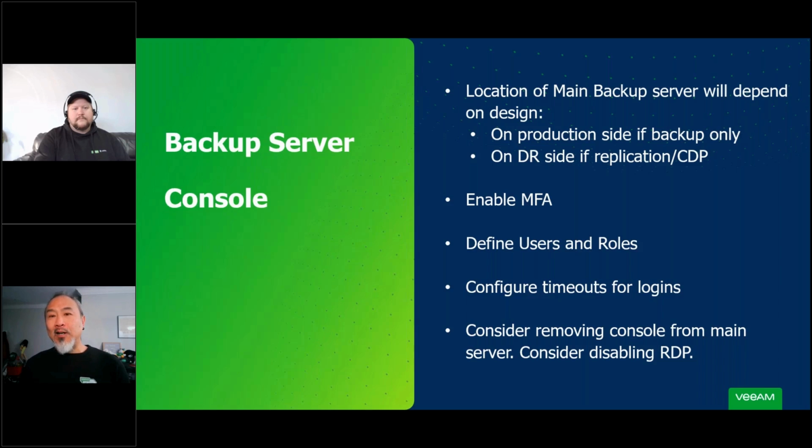And finally, there is an option to actually remove the console from your main server. This just helps you to have a better security posture so that there's less of an attack vector on the backup server itself. And then you would spin up a separate management server, for example in a different network segment, and run the console from there and connect to the backup server. The other consideration is to disable the remote desktop on that server itself. That's another recommendation for security.